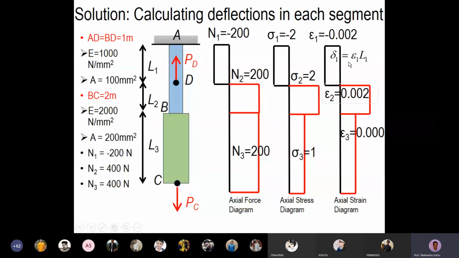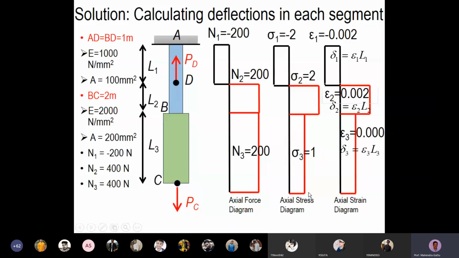Okay, so what is the change in length here? Length is 1000 millimeters, so the change in length is 2 millimeters, so it's minus 2 millimeters, and here it is 1000, so it will be plus 2 millimeters. So minus 2 plus 2, and this one is 0.005 into 2000, so it will come around 0.5 into 2, it will be 1 millimeter. So the net elongation will be minus 2 plus 1, so it will be around 1 millimeter.